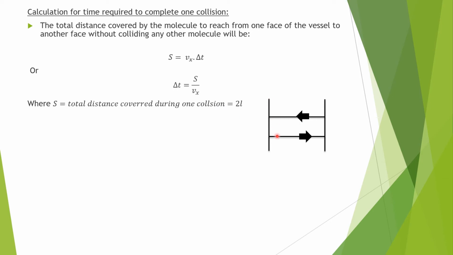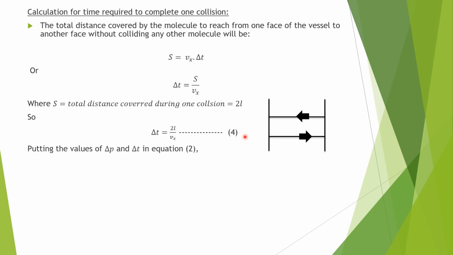For example, this is one face of the vessel, and this is the second face. As we know, the dimension of the cube is l, so when the molecule moves from here to here, it covers a distance l, and when it bounces back, it again covers the distance l. So l and l will be equal to 2l. So the equation changes: delta t is equal to 2l upon vx. We just put the value of s. We mark it as equation 4.